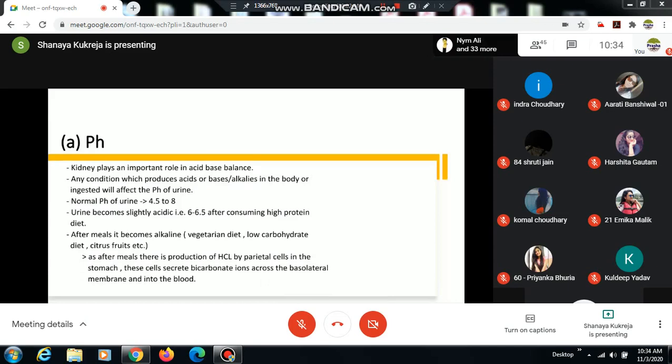Normal pH of urine is 4.5 to 8. It ranges from 6 to 6.5, becoming slightly acidic after consuming a high protein diet, as uric acid causes breakdown of protein, and after breakdown, protein increases in the blood. After meals, it becomes alkaline, as after meals there is production of HCl by parietal cells in the stomach. These cells secrete bicarbonate ions across the basolateral membrane and into the blood, so the blood becomes alkaline.